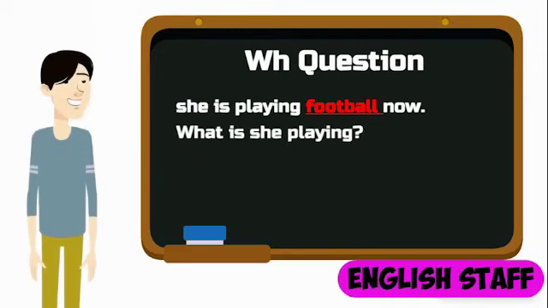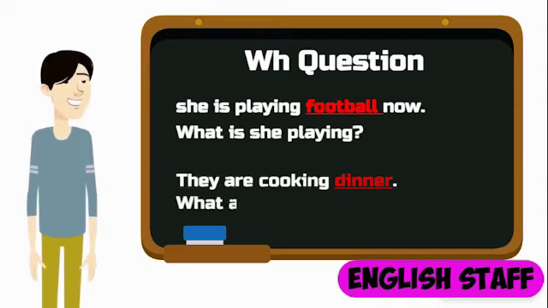Okay? Another example, they are cooking dinner. We have dinner here. I need a question on the word dinner. We will use what? So we will start with what, then we will make a scissor. We write are first, then they, then the verb with ing, then the question mark. So the question will be, what are they cooking? And the answer will be they are cooking dinner.